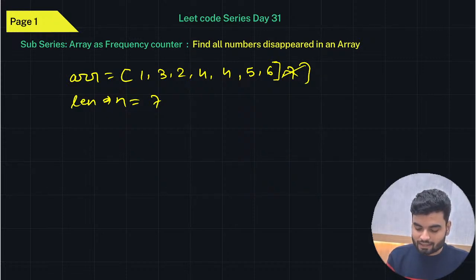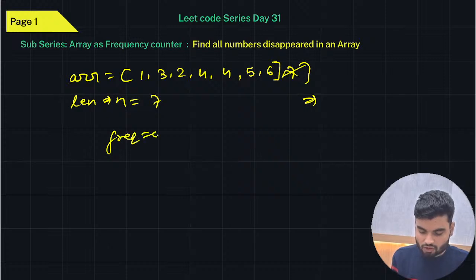So you will say, what is missing? The 7 is missing. Why? The 7 has a frequency of 0. When the frequency is 0, we can say that element is missing.